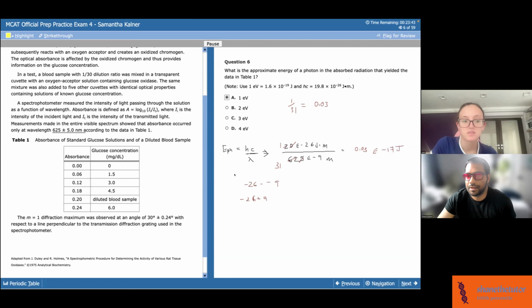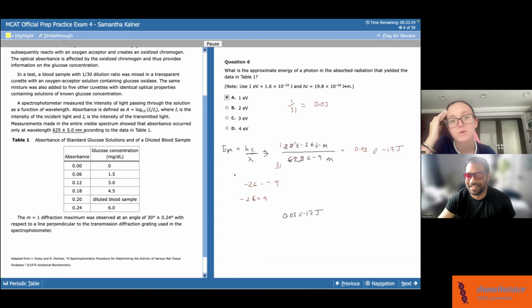Yes, but we don't want it in joules. We want it in electron volts. Yep. So now we can convert. So 0.03 times 10 would be the same as 3, right? Because it's to the negative 19th. If you move the decimal point 2 places back, you get negative 19.